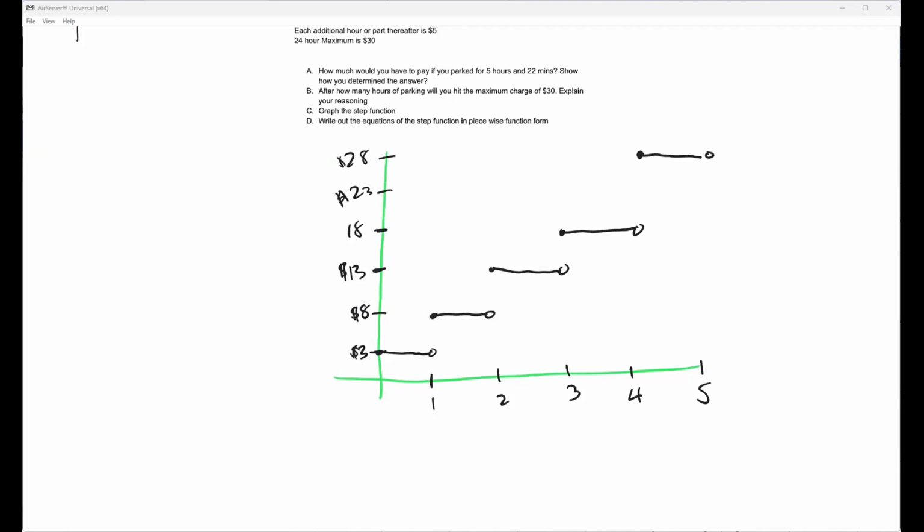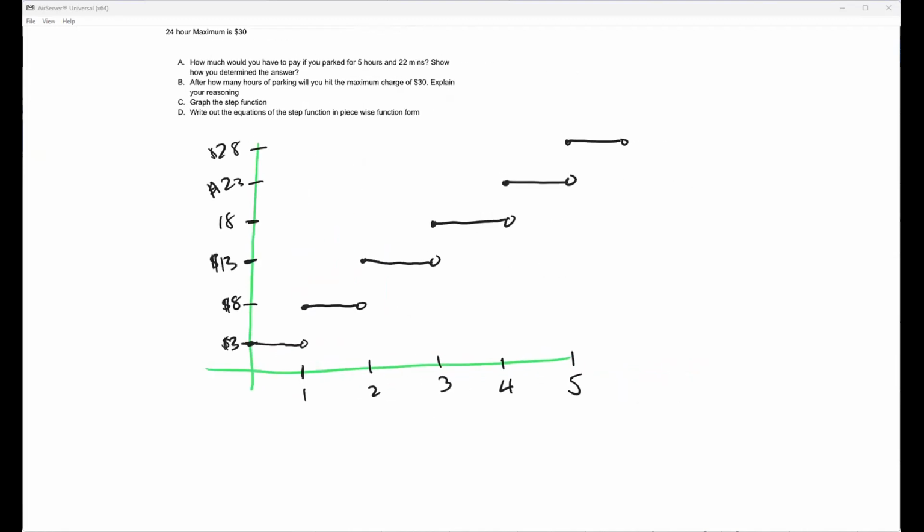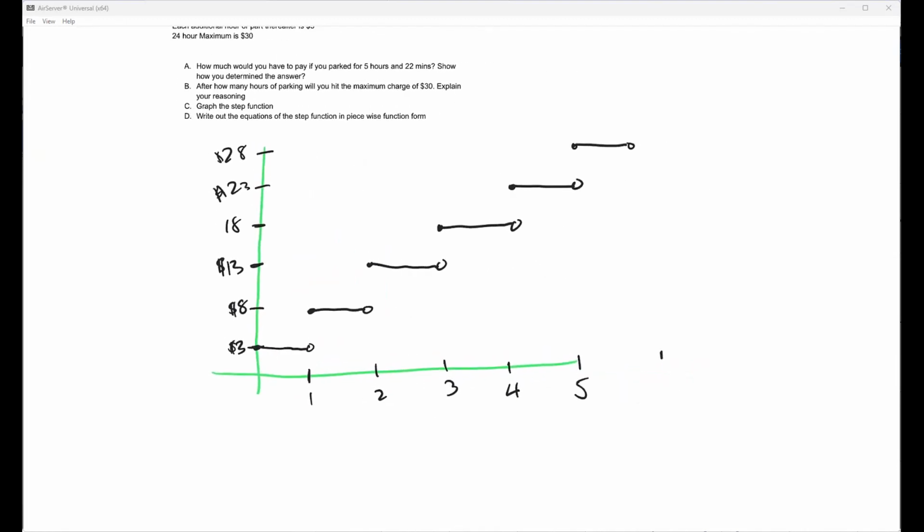Wait, hold on here. I messed up. And then what happens on the 6th hour? Does it go to 34? Someone said 33? No, it stops at 30. Why does it stop at 30? Because that's the max right there. Okay, so this would be the graph that you would have to graph.